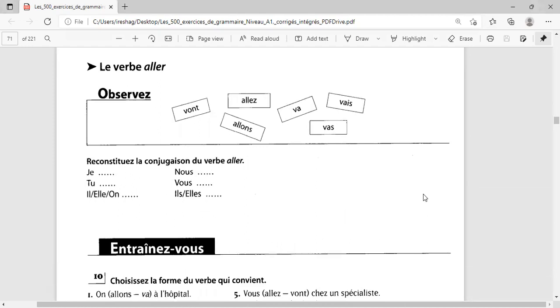You have the verb aller. Actually, this verb does not belong to the ER group, but it still ends with ER. We are learning it here. I'll give you the conjugation. Je vais, tu vas, il elle va, nous allons, vous allez, ils vont. Write it down. Je vais, tu vas, il va, nous allons, vous allez. OK?